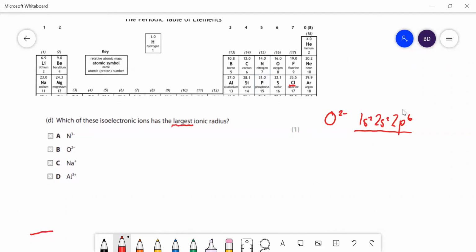Well, the largest one is going to be the one with the smallest nuclear charge, because the nuclear charge holds the electrons in closer. So aluminium is going to be the smallest because it has the most protons. Aluminium has got 13 protons. And of course, nitrogen is going to be the largest one because that's got the smallest number of protons. It's only got 7 of them.